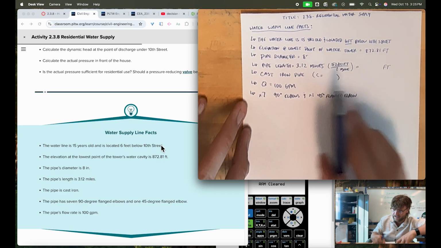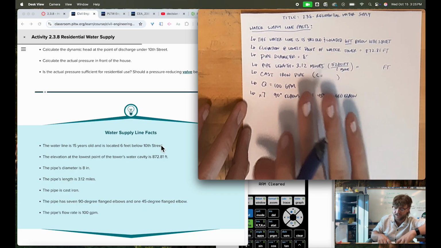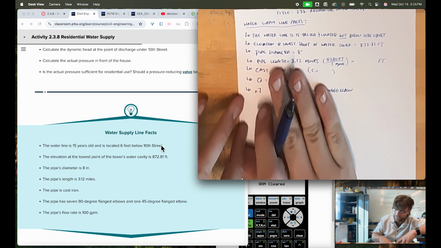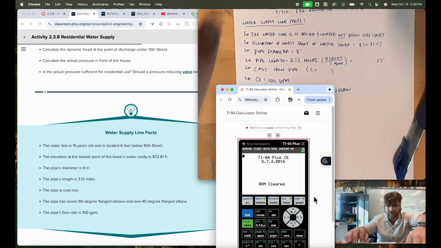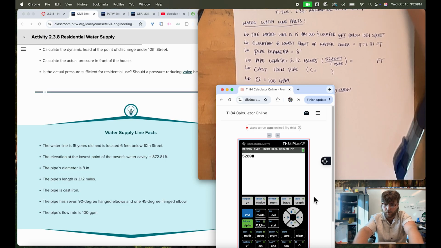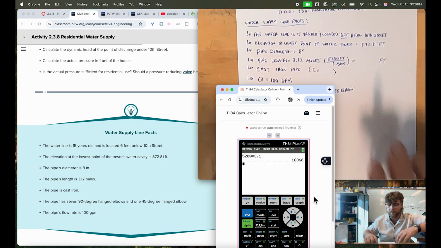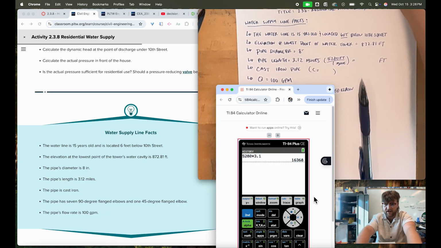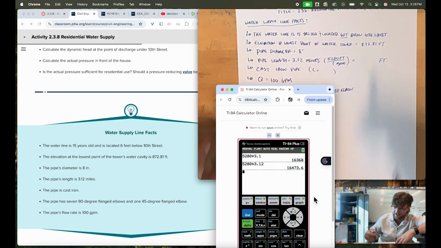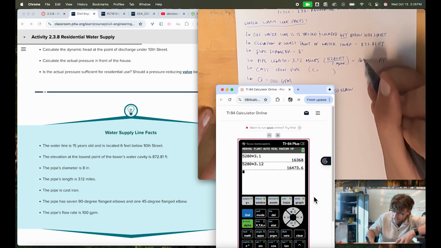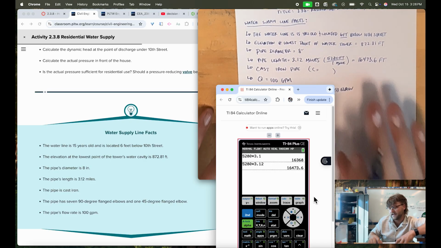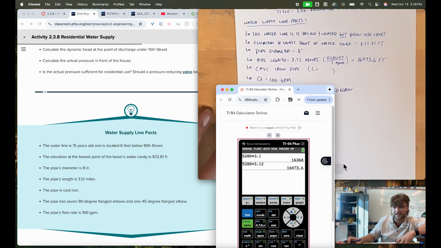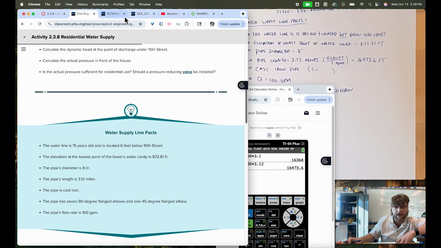Some things that I want to do is calculate some information here. I did see that the pipe length here is 3.12 miles. We do need to convert that to feet. So let's go ahead and fire up the good old TI-84. We're going to take 5,280 and multiply that by 3.12. We did forget to add in the 2 at the very end, so I'm just going to pop that in there. Perfect. So now we know that the pipe length, before taking into consideration the equivalent length, is going to be 16,473.6 feet.